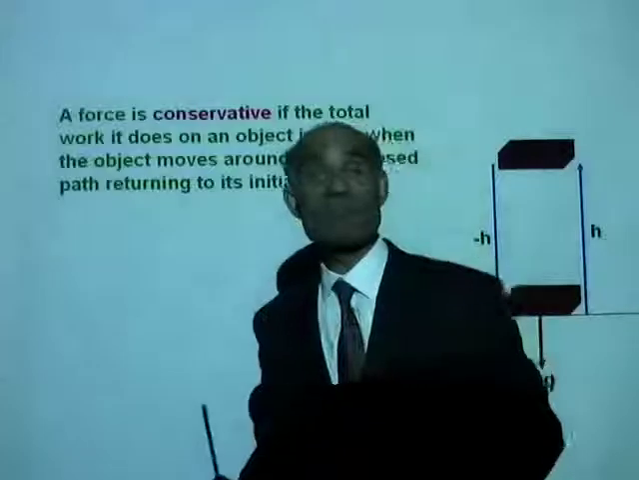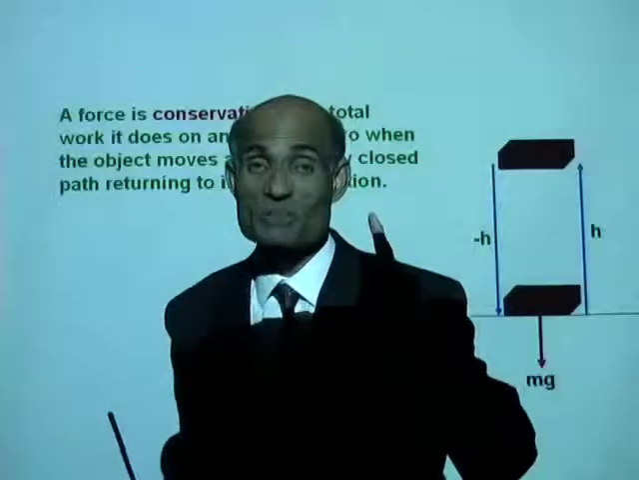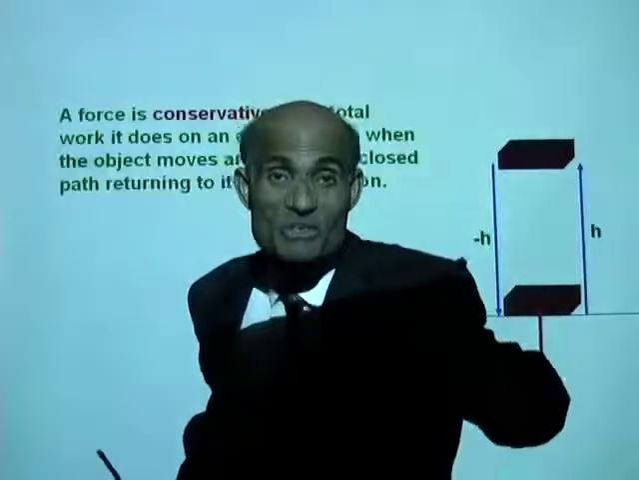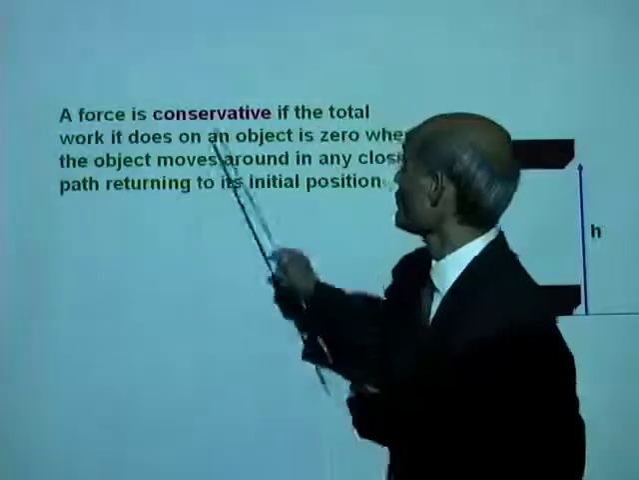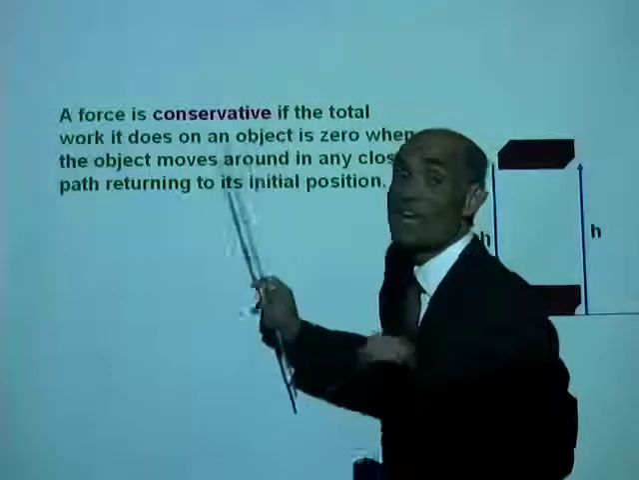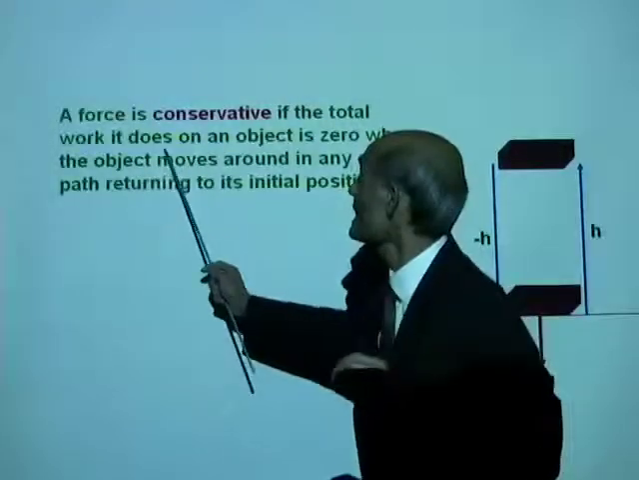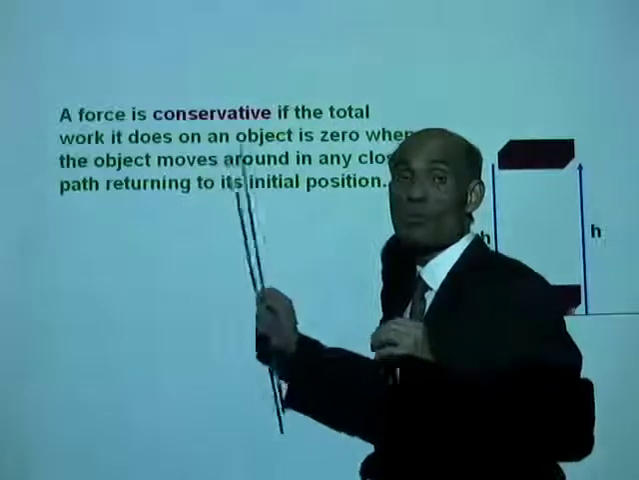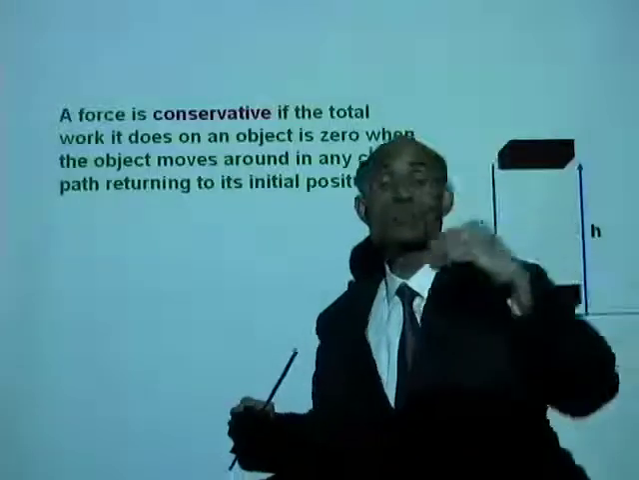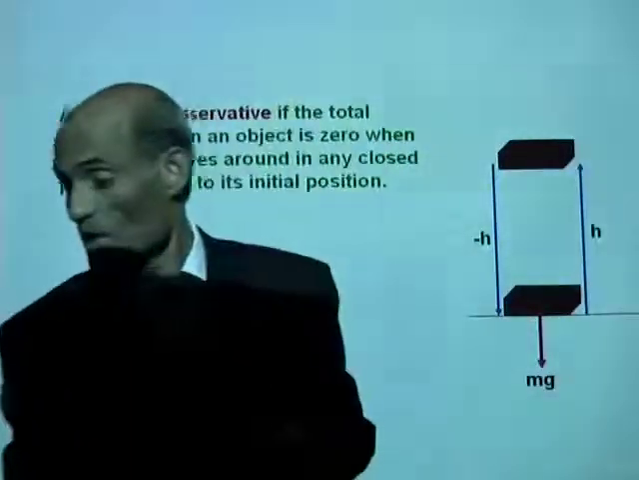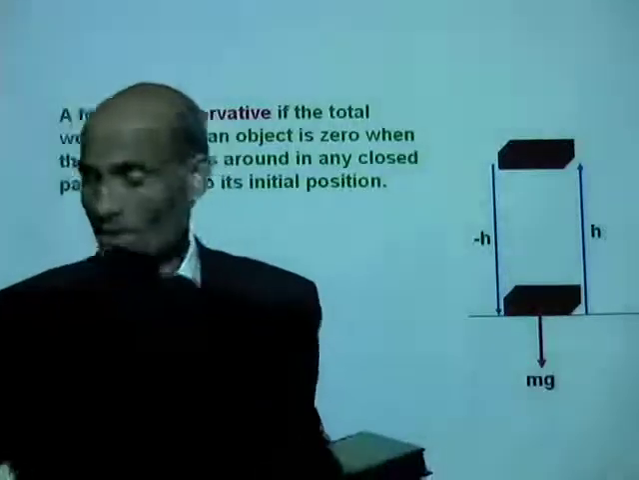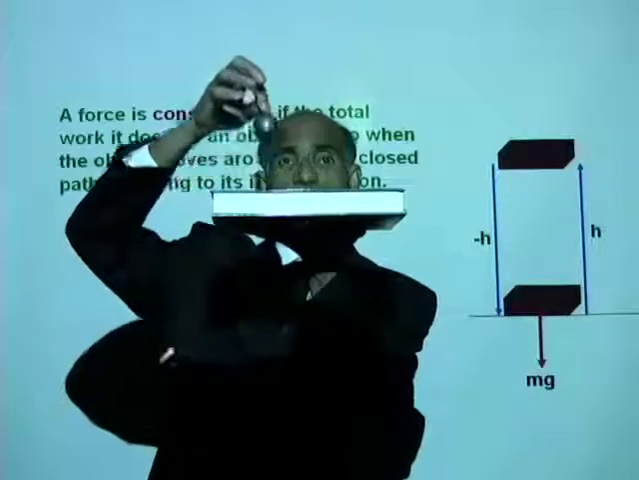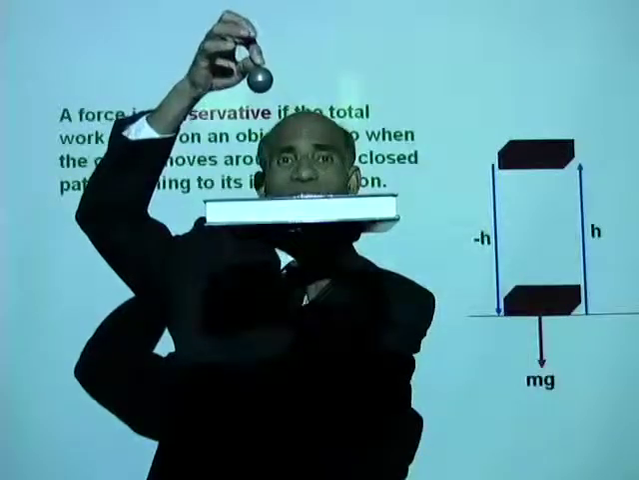Now, this is a very important concept. I want you to understand this because we're going to use it here and also in the next semester physics. Very important. A force is conservative if the total work it does on the object is 0 when the object is moved around in a closed path. Now, what is the meaning of a closed path? Suppose this is the beginning. I raise the object through a height h and leave it.